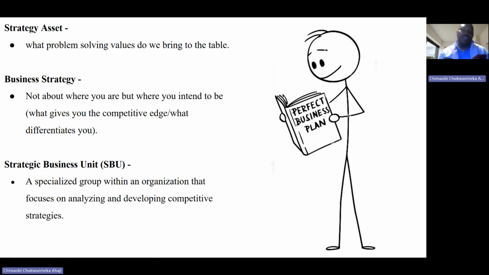Now, strategic assets. These are the assets we bring to the table. What do we bring to the table? What problem-solving skills do we bring to the table, in terms of are we able to suggest strategic decisions or positioning or techniques to apply to a business to solve a problem? Now, moving forward, what is strategic business strategy? It's not just about where you are, but where you intend to go. What gives you the competitive edge, and what differentiates you in the business, or what differentiates you in the market?